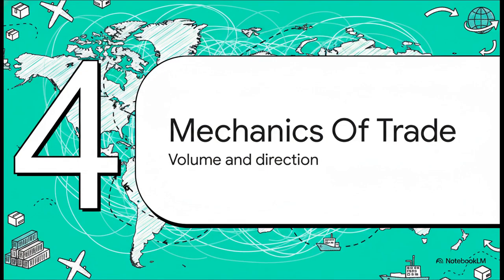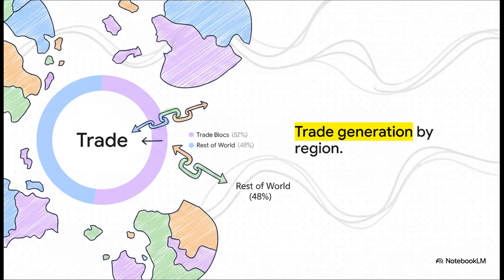Section 4, the mechanics of modern trade. Now that we've seen the physical gateways, let's peek under the hood at how the modern world actually organizes all these goods moving through them. You might just assume that global trade is a totally equal free-for-all among hundreds of independent nations.